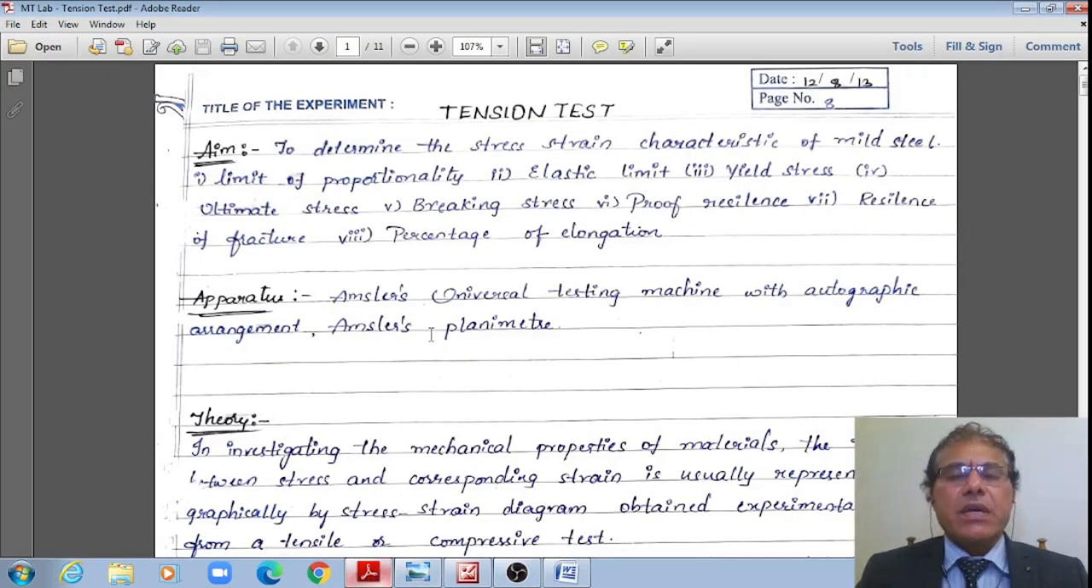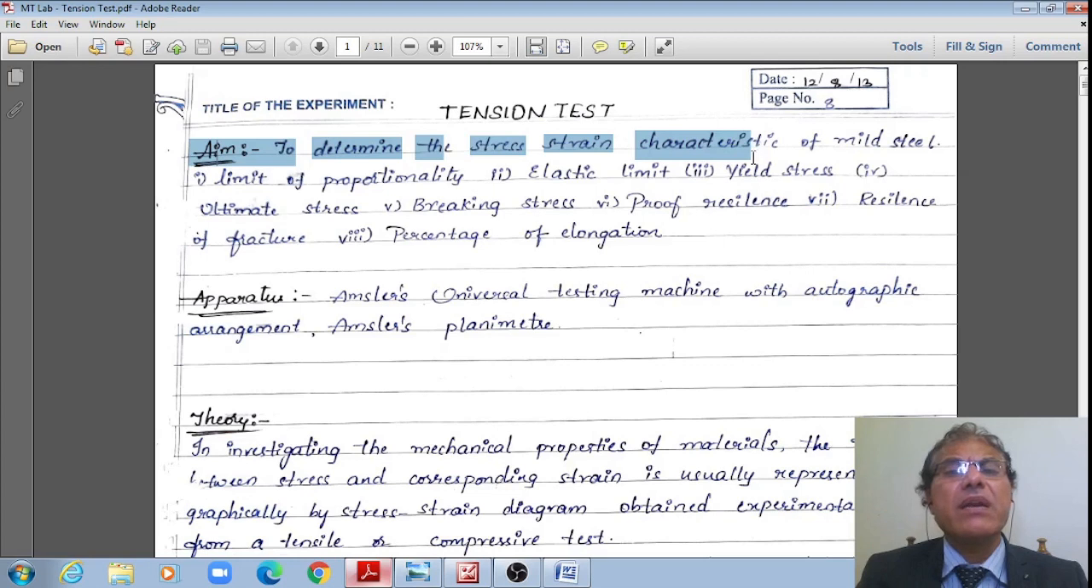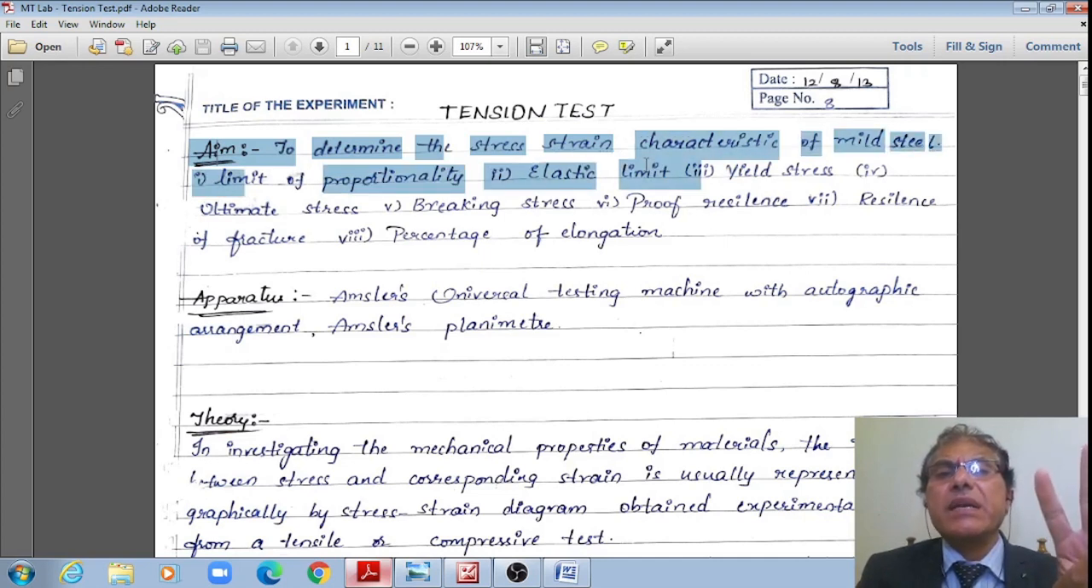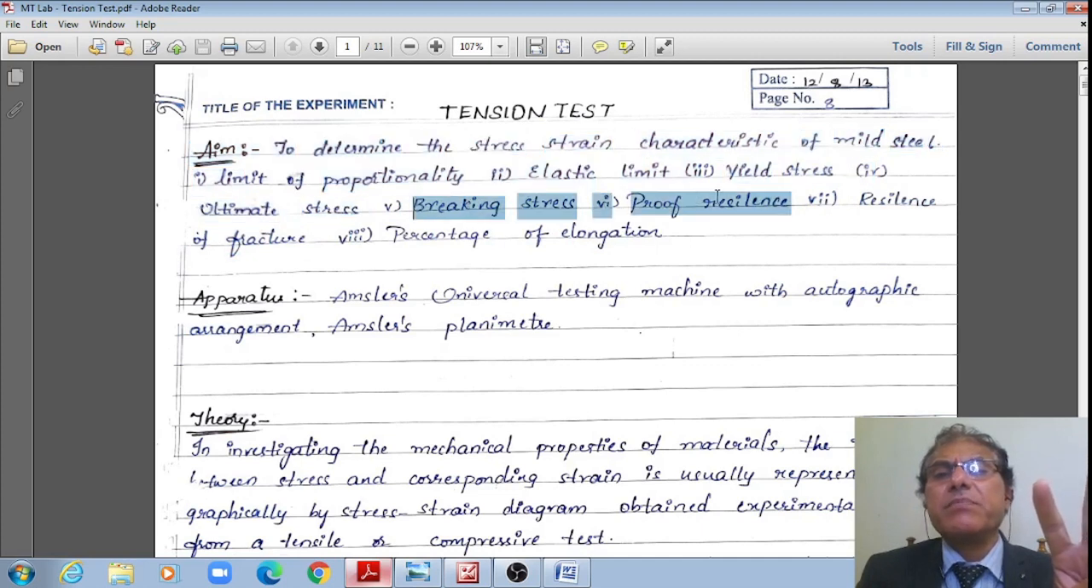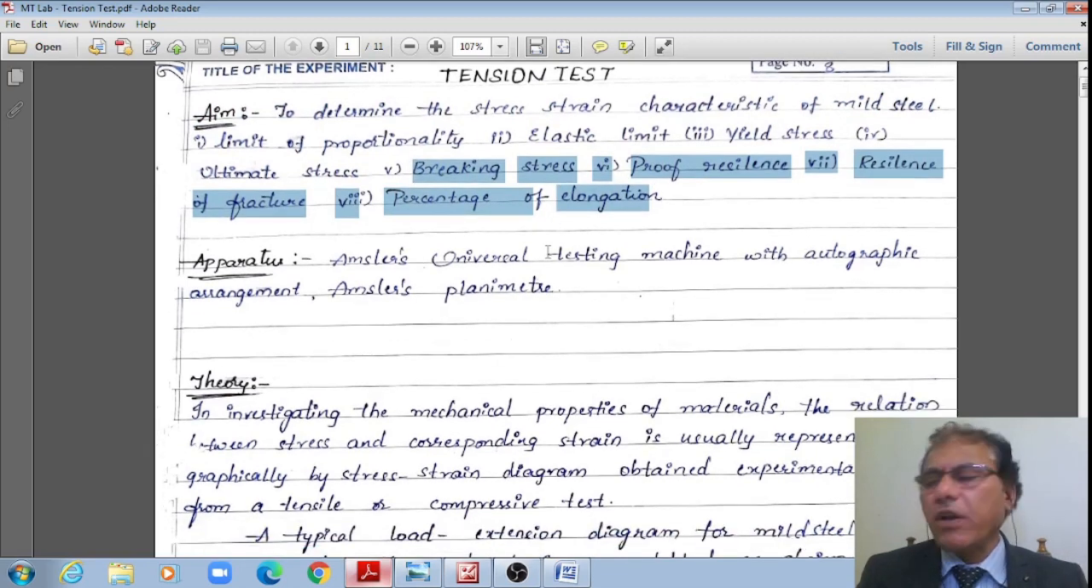Now let us see first the first part, the tension test. The aim is to determine the stress strain characteristics of the given mild steel rod: one, the limit of proportionality; the second one is the elastic limit; the third one is the yield stress; fourth one is the ultimate stress; fifth one is the breaking stress; sixth one is the proof resilience; seventh one is resilience at fracture; and the eighth one is the percentage of elongation of a given mild steel rod.